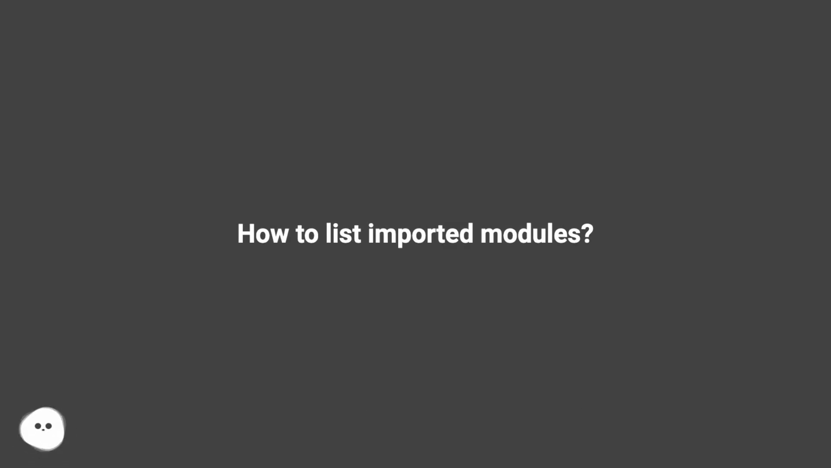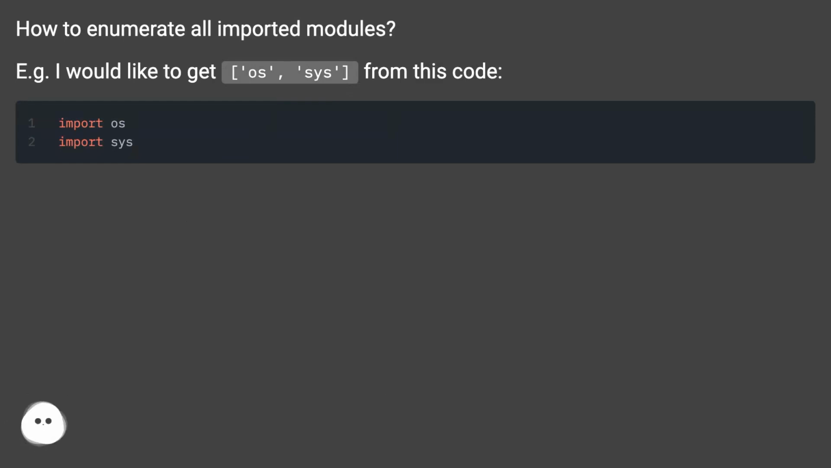How to list imported modules. How to enumerate all imported modules. E.g., I would like to get os and sys from this code.